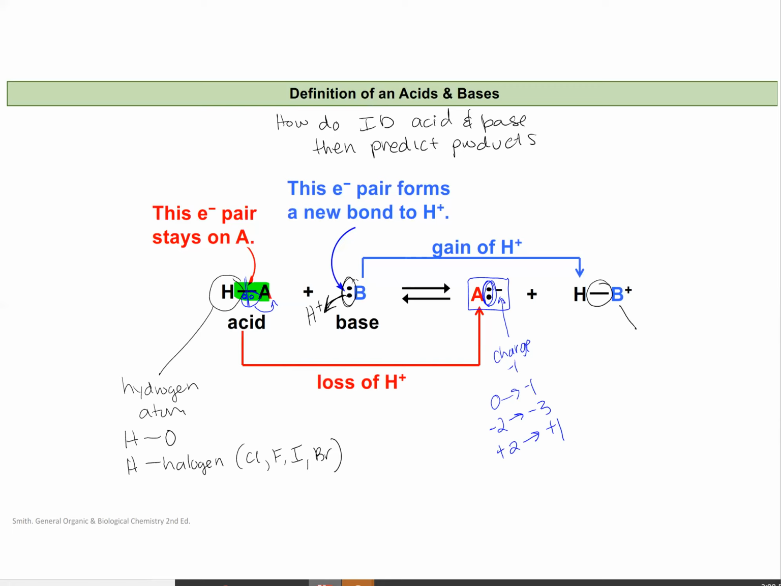And my base now gains 1 more positive charge. Think about it as my base, if it was at 0 and my hydrogen had a plus, now together they have a +1 charge. So if it's a 0 on my base, it becomes a +1 in my product. If it was a -1, now it becomes a 0. If it was a +1, now it becomes a +2.